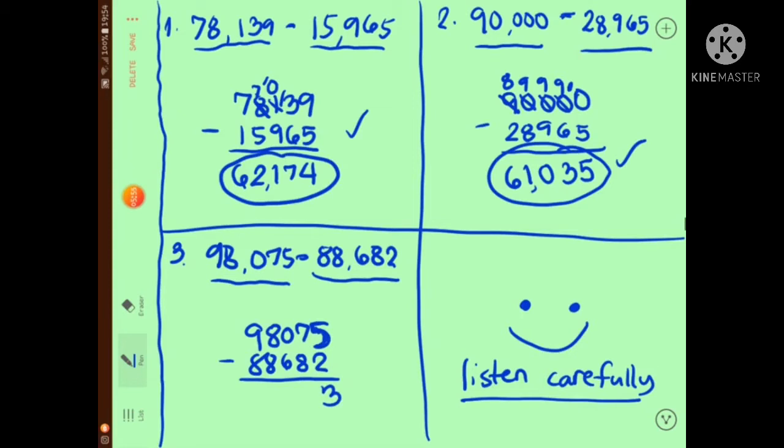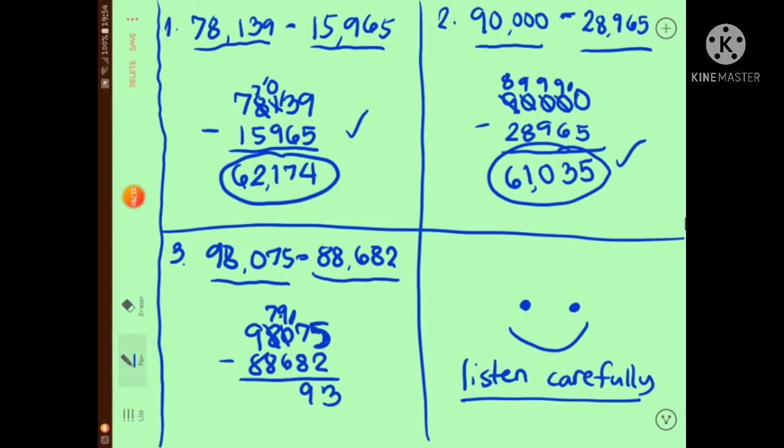7 minus 8. Can or cannot? Cannot. So therefore, we will borrow from 0? Yes, from 8, not from 0. Okay, so 8 will become 7. 0 will become 9. And then 7 will become 17. Correct? Okay, so we have here 17 minus 8. 9. Very good.